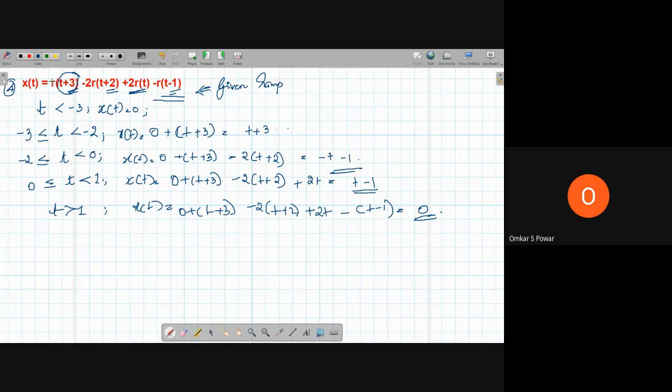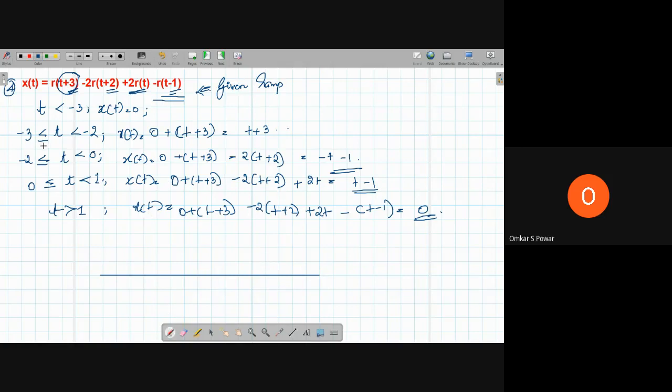So the only difference here is that for the ramp function, you have to write this t plus 3, t plus 2, t minus 1. You have to substitute these instead of the coefficients. So that is the difference. Now let us plot this ramp function. Do not have any confusion while plotting this ramp function.